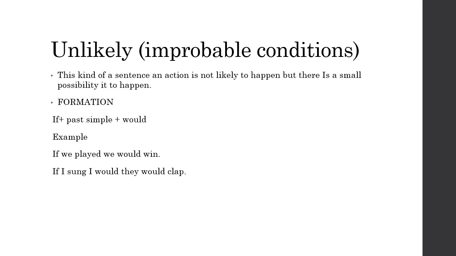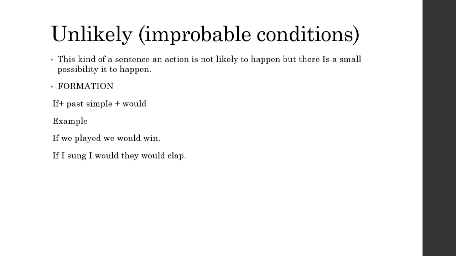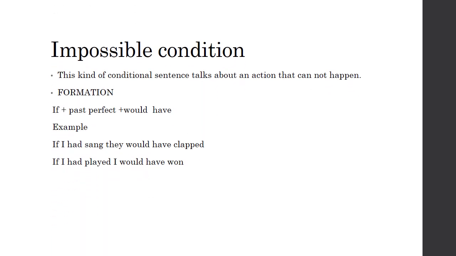Then we have another conditional sentence which is known as the impossible condition. This kind of conditional sentence talks about an action that cannot happen. It can't happen. So I have a clause there, if plus past perfect, something which had passed, then would, and the helping verb have.